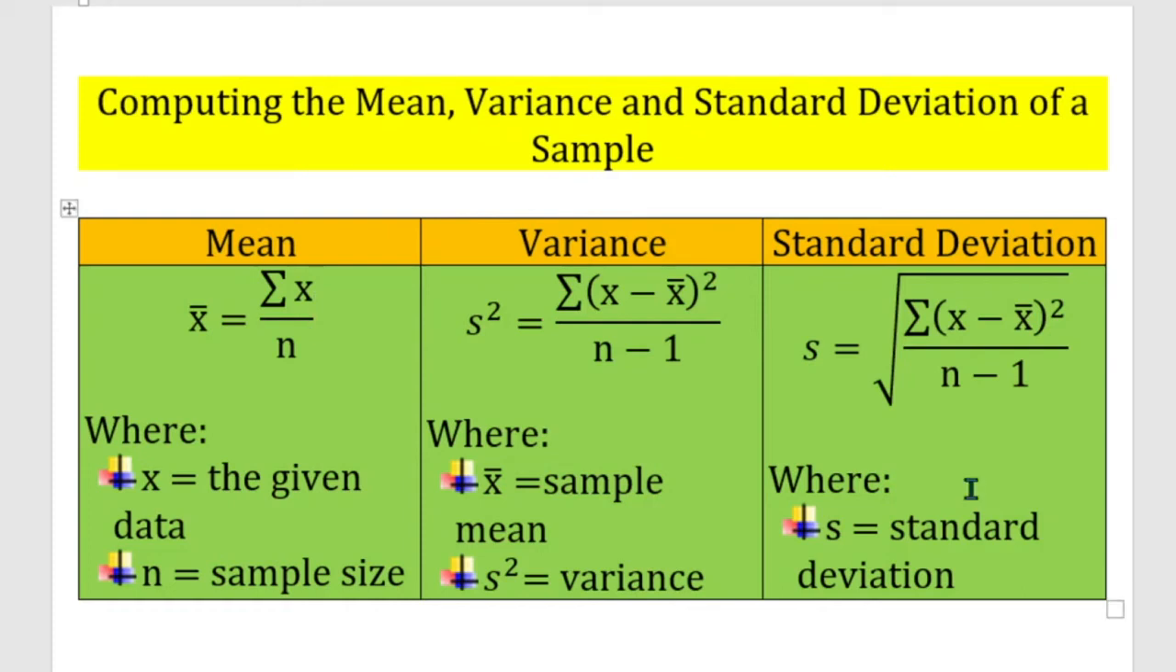Let us compute the mean, variance, and standard deviation of a sample. Here are the formulas. The mean, denoted by x bar, is equal to the summation of the scores or the data divided by the sample size. And the variance is denoted by s squared, which is equal to the summation of the squares of the difference between the score and the mean divided by n minus 1, while the standard deviation is simply the square root of the variance of the sample.